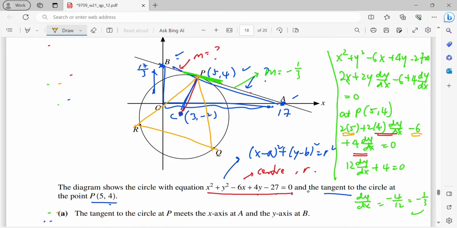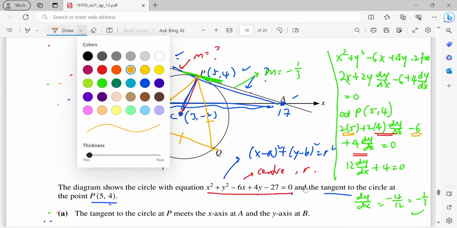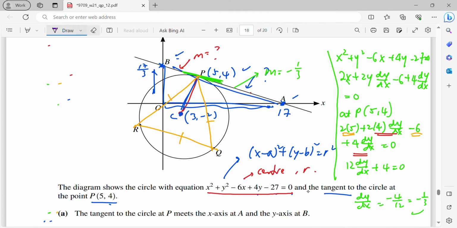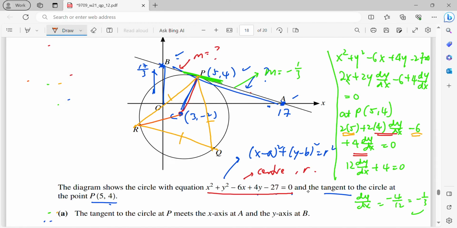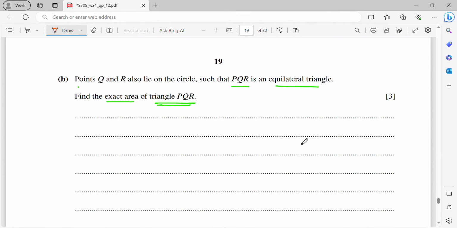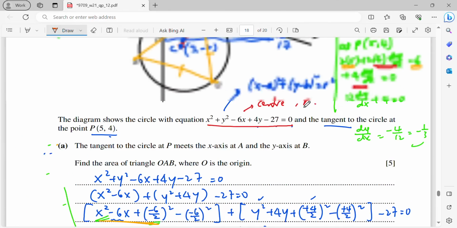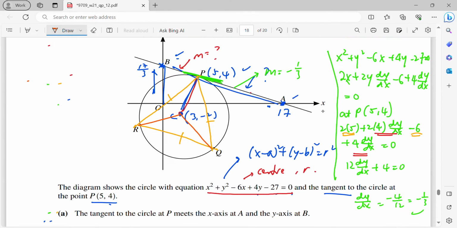Now, if C is the center, equilateral triangle means that all the sides are the same. Then I know that I can split it. I can add a line here. Okay, let me erase all this first. So I can add a line here. Then now you need to find the area of PQR, the exact area, this whole orange color.